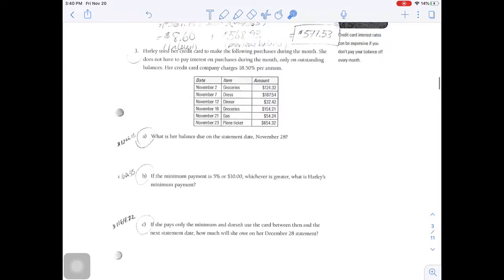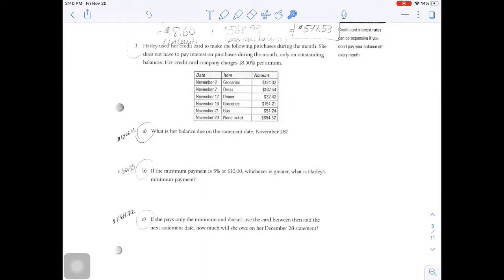So let's look at number 3. So we have to be able to use charts sometimes. So Harley used her credit card to make the following purchases during the month. She does not have to pay interest on purchases during the month. Okay? Only on outstanding balances. What does an outstanding balance mean? Outstanding balance means she has not paid for it yet. Her credit card company charges 18.5% per annum. Okay. So let's figure all this out here.